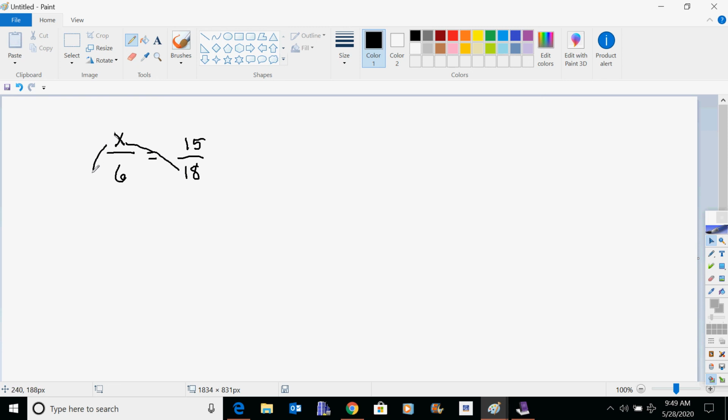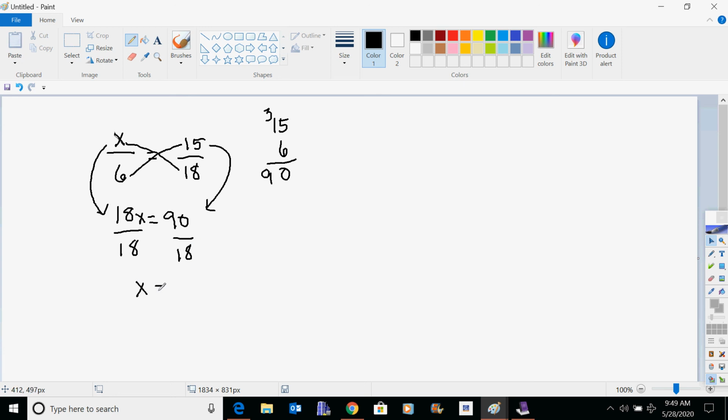Because if I do this and I make this 18x, and I do this, and I make it 6 times 15, and then I divide both sides by 18, what I find is 90 divided by 18 does equal 5. Okay, yep, it does equal 5. And so my answer is 5. And you say, well, wait, that was more complicated than what I already knew how to do. Granted, yes. But what about when we have something like this?